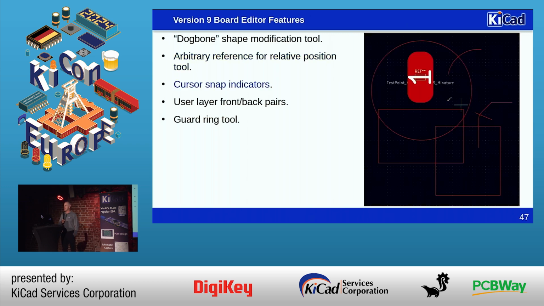We have cursor snap indicators now. This was a feature that was also just recently added that's really nice. You can see the indicator as you go to the different snap points. It'll show you a snap indication of where you're going to snap if you click on that point.